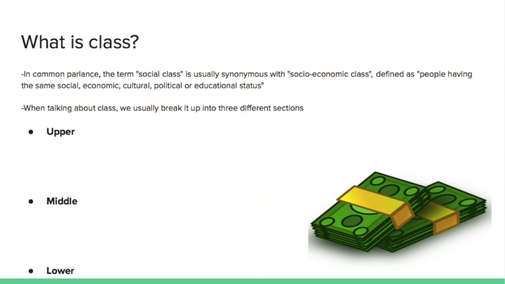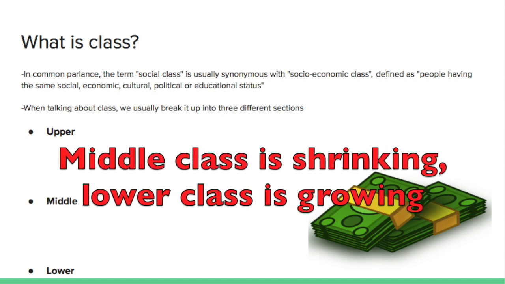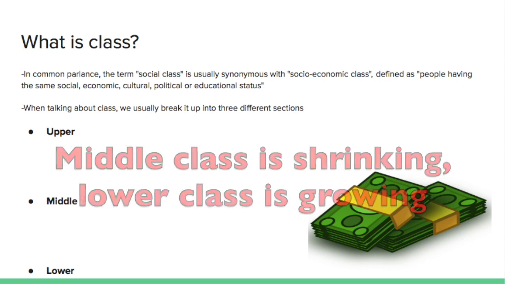And chances are that in your lifetime, you've probably heard the phrase that the rich are getting richer and the poor are getting poorer. Well, this is what we're here to talk about, because it's true. Over the past couple of years, the middle class has been shrinking, and they haven't been getting richer and moving to the upper class. They've actually been getting poorer and moving down to the lower class.